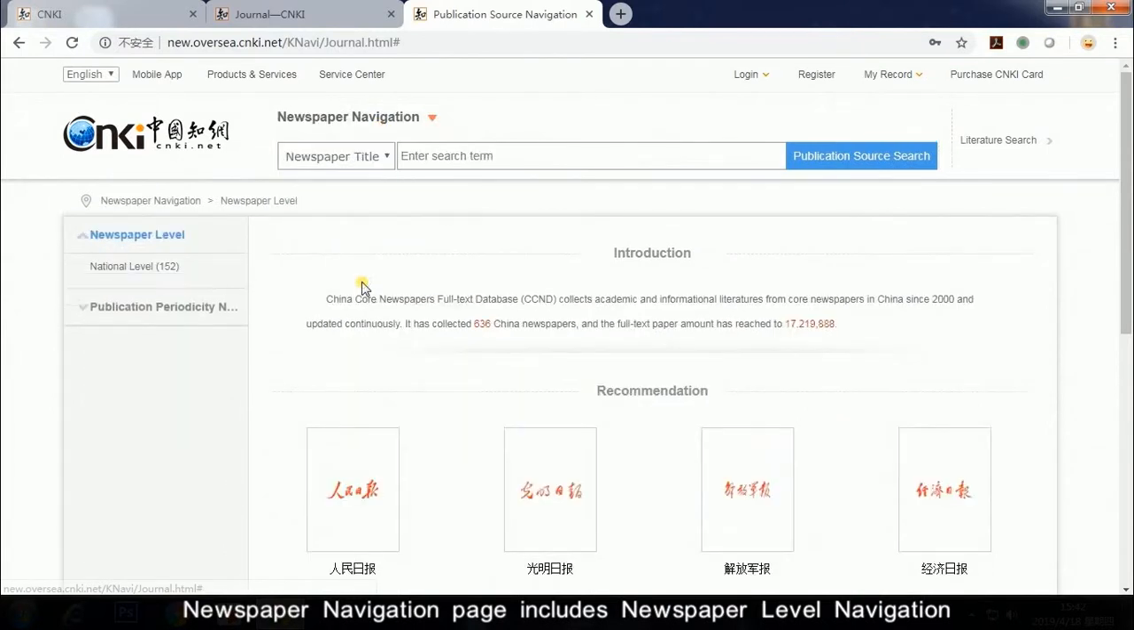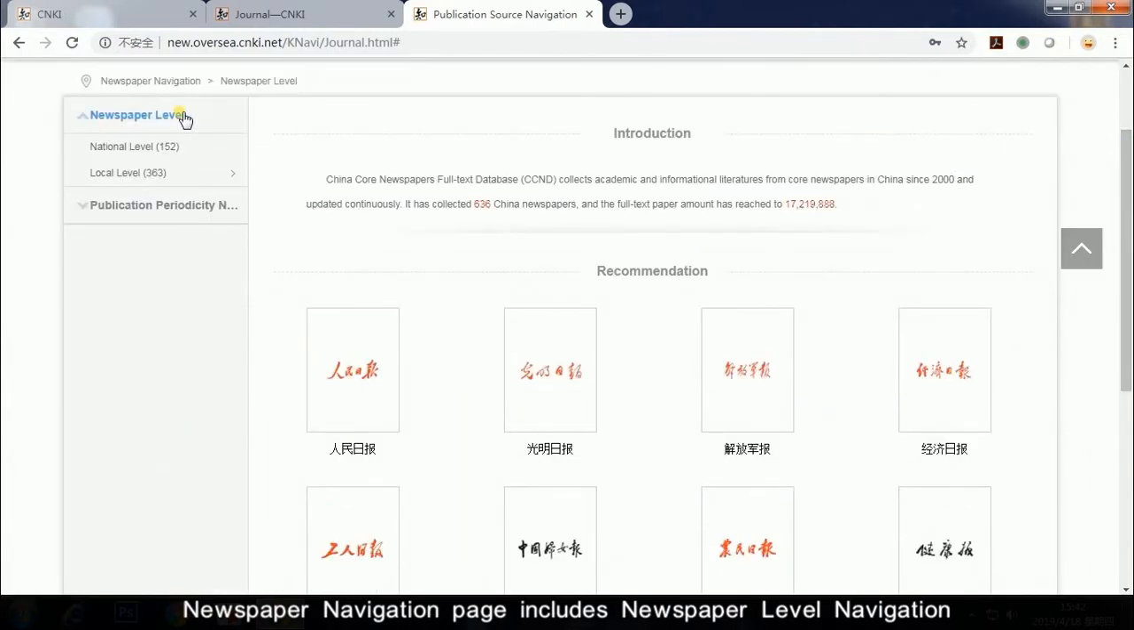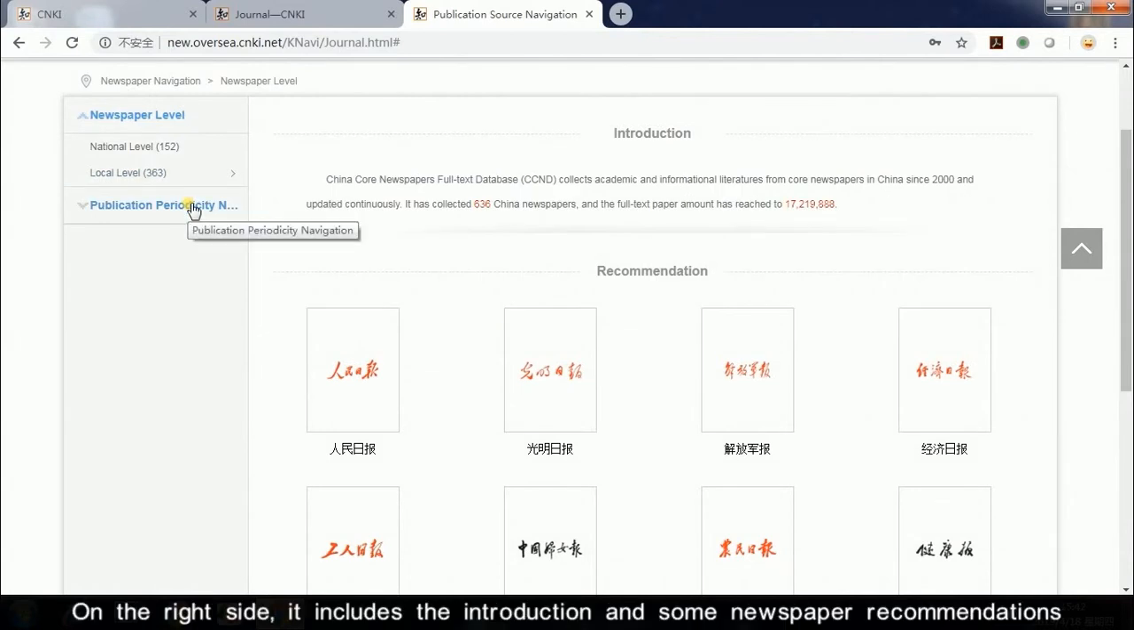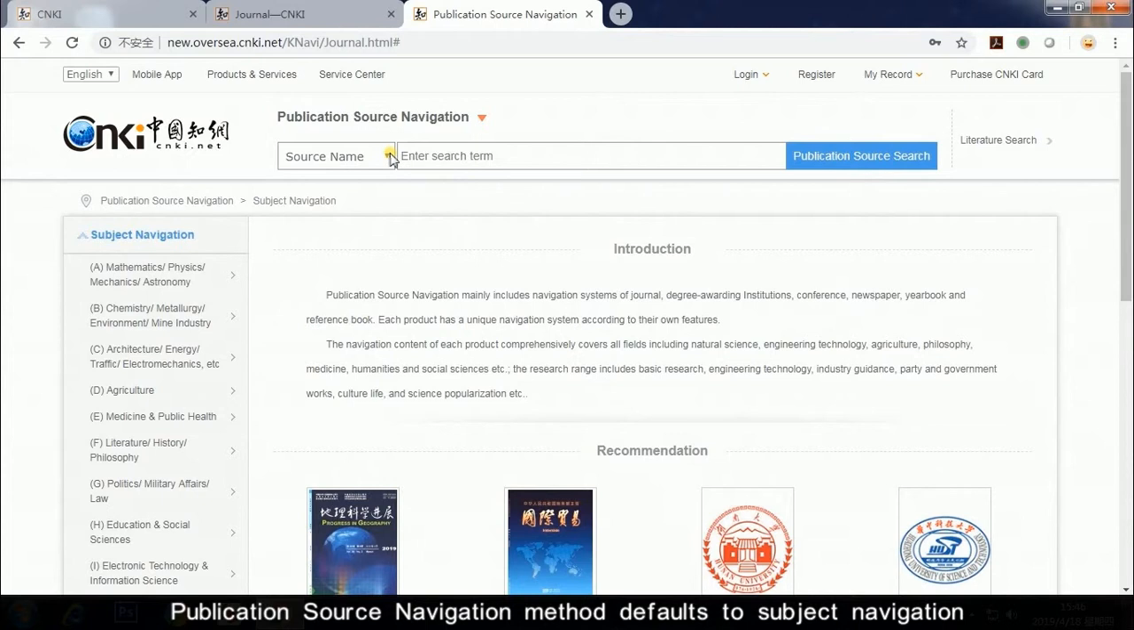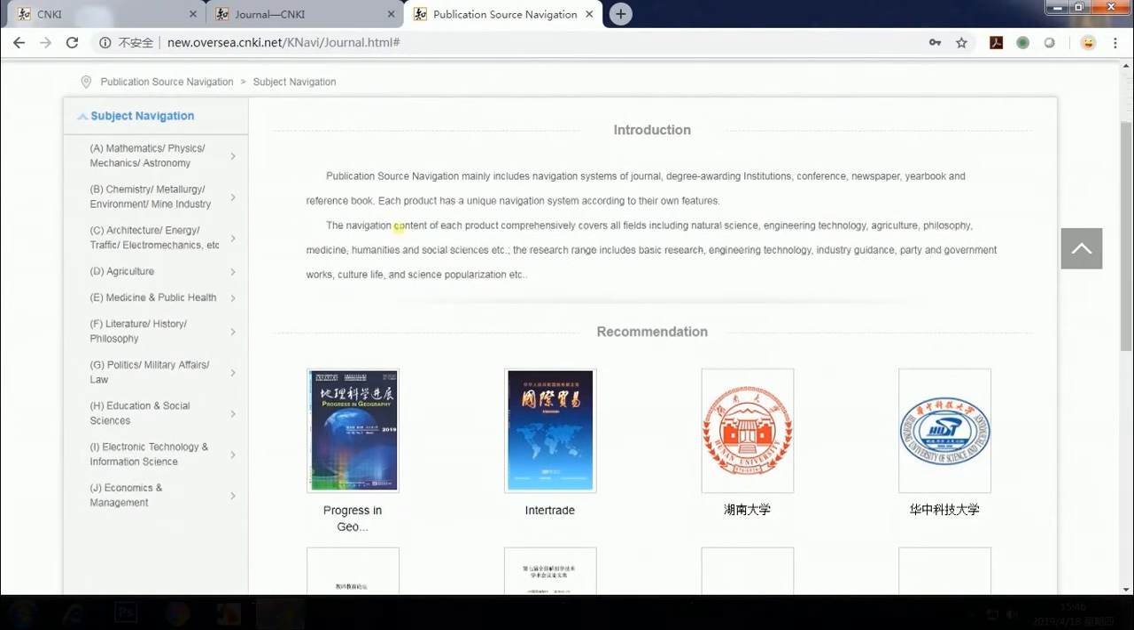The newspaper navigation page includes newspaper level navigation and publication periodicity navigation. On the right side, it includes the introduction and some newspaper recommendations. The publication source navigation method defaults to subject navigation. It is a navigation method shared by all databases.